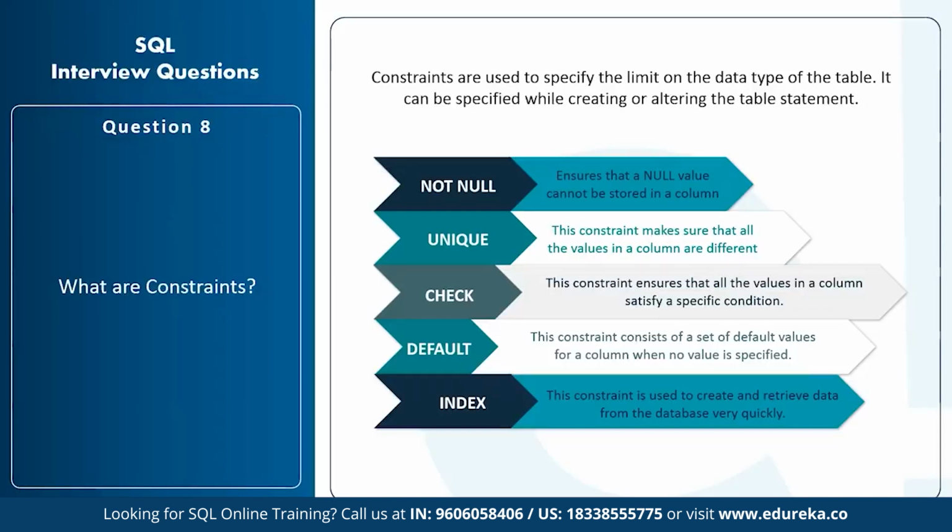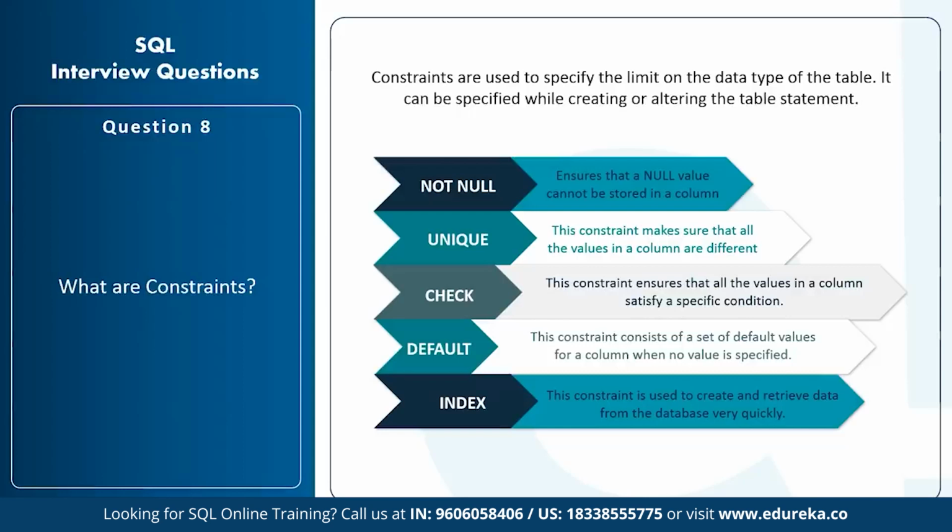So whenever you mention this particular constraint on a column of your table, this constraint will make sure that no null value can be stored for that column in the table. Moving on to the next constraint, that is the unique constraint. This constraint makes sure that all the values in the column are different. So if you need to make sure that in a column you have unique values for each and every row, then you can use this constraint.